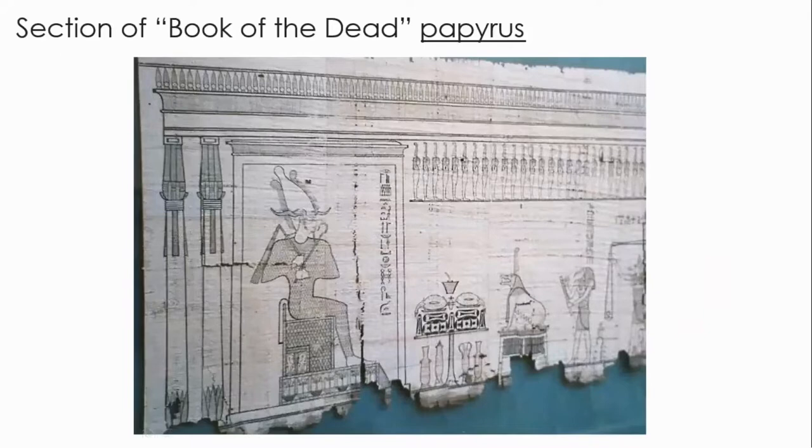This is a section of the Book of the Dead. One thing that we notice about this is that it's made on papyrus. Papyrus was made from the reeds on the Nile, and they were crushed down and made into the first paper. So the Egyptians were actually the first civilization to develop paper and some writing, which is the hieroglyphs.